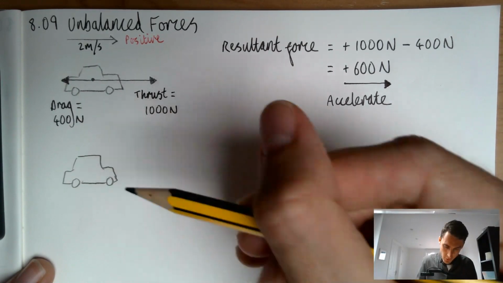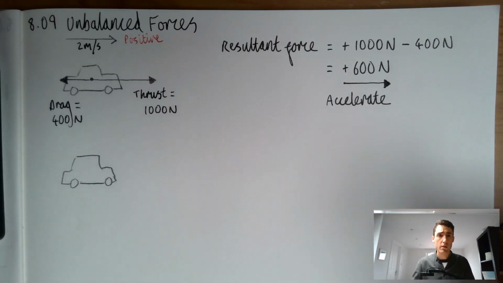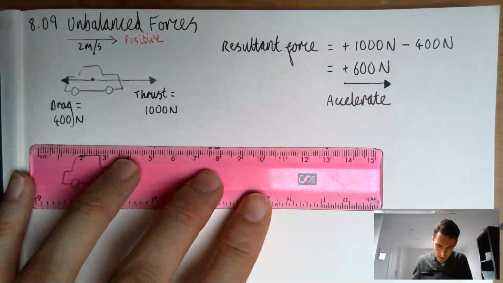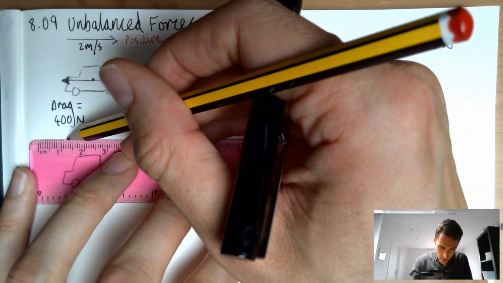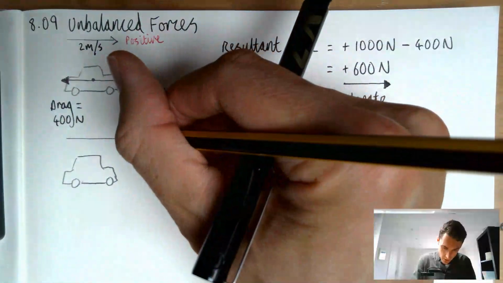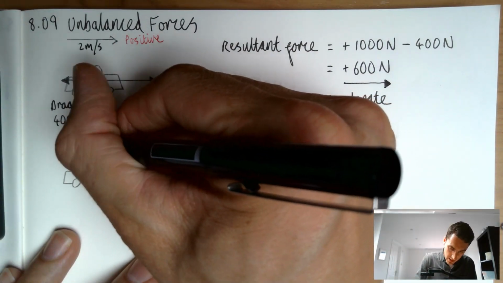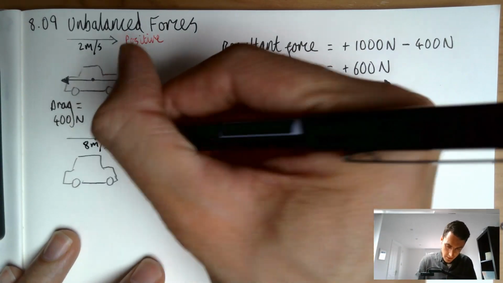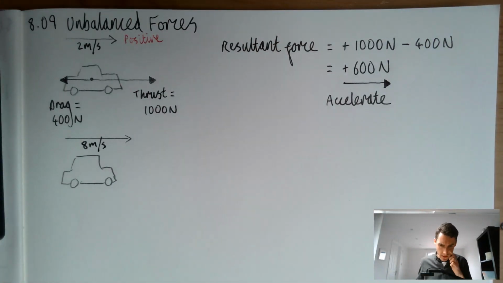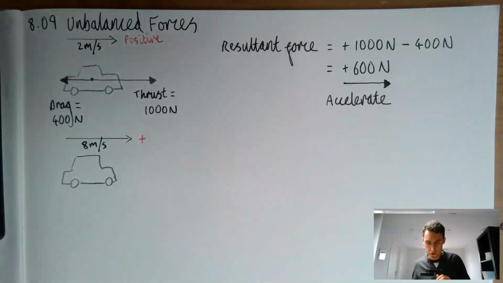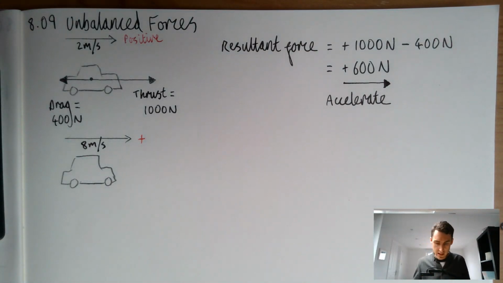It's gone a bit wonky, I'm not sure why. Here's our car again, and now the car is travelling at, let's say, a bit longer. Let's say it's gone up to 8 meters per second. Again, I'm going to take this arrow as showing the positive direction. I'll just do it with a plus that time. Now let's draw the forces acting.